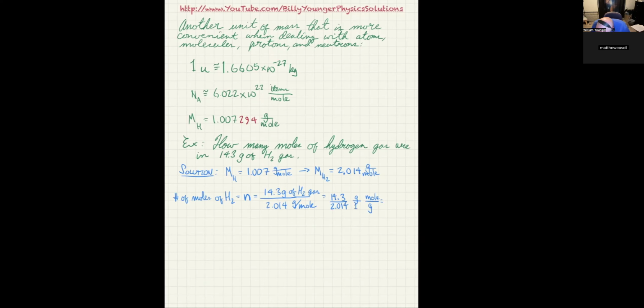And in fact, in doing so, we're going to say 14.3. Oops. I missed several digits there. 14.3 divided by 2.014 gives me 7.100. Oops. Oops, I didn't mean to do that either. Okay. I just erased everything. That was supposed to be times moles per gram, and you'd see, of course, that the gram cancels out, and we should be left with just moles.